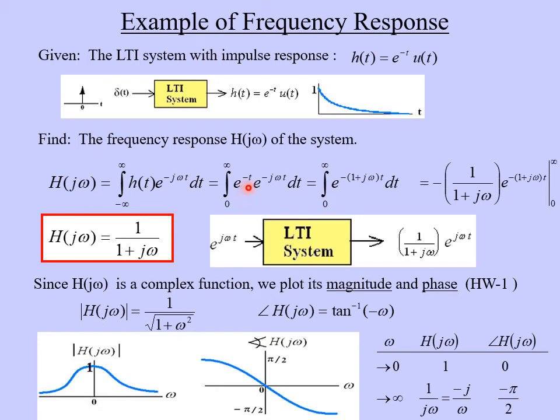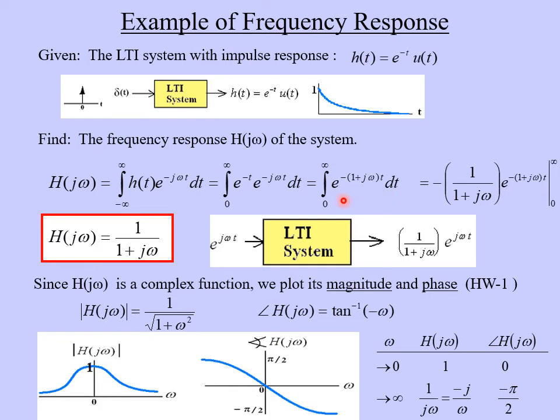And also, we can combine these exponents. You know how to do that from all your years of math classes. I'm going to combine them by adding the two exponents together and factoring out the t. So I get the integral of e to the minus quantity 1 plus j omega times t dt from 0 to infinity. So this is a very simple integral.